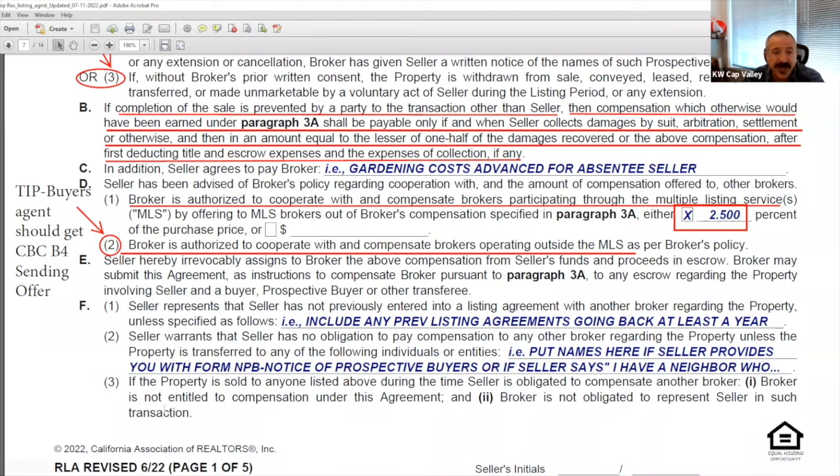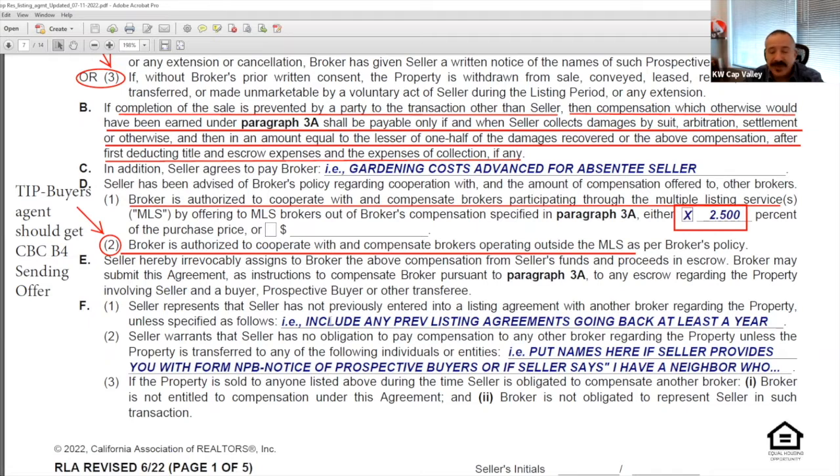Down here, when you talk to your seller, they're representing that they haven't previously listed the property with another broker. And if they have, you want to get that information and put it in here. Reason being is that seller may have an obligation to pay a commission if other buyers that have seen the property previously while it was listed with another broker come back and decide to buy it.